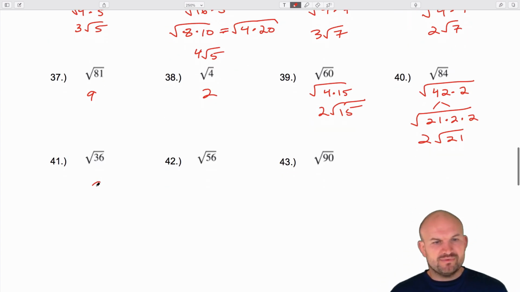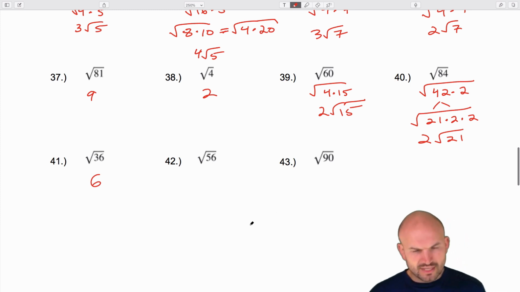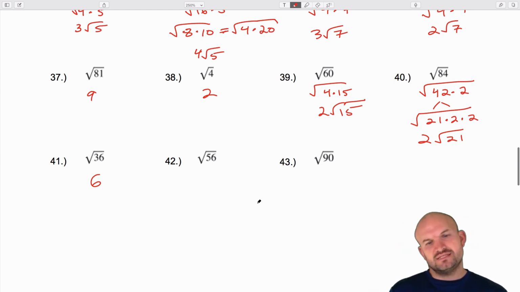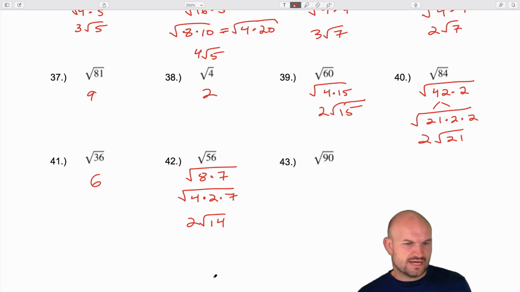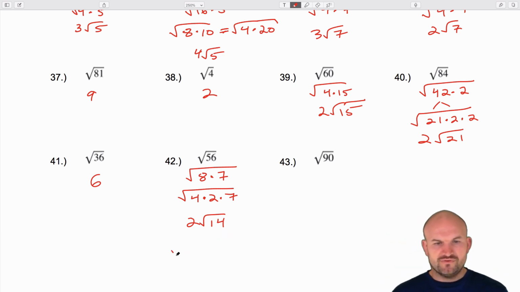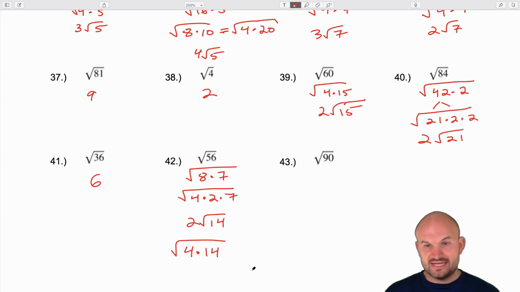Square root of 36, square numbers, so that's going to be 6. 56, let's see, 7 times 8, right, is 56. So that means we could also do, let's just break it out to 7 times 8. I know that 8 times 7 equals that. I can break that down into 4 times 2 times 7. So that'd be 2 square root of 14. So also 4 times 14 would have worked. So if you would have recognized that 4 times 14, you would have got the exact same answer.